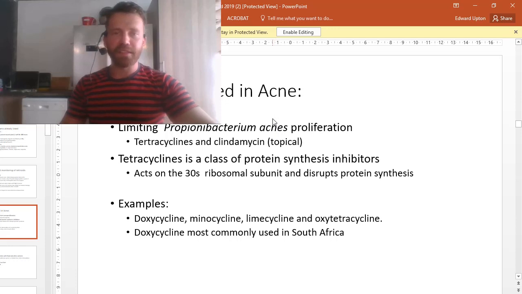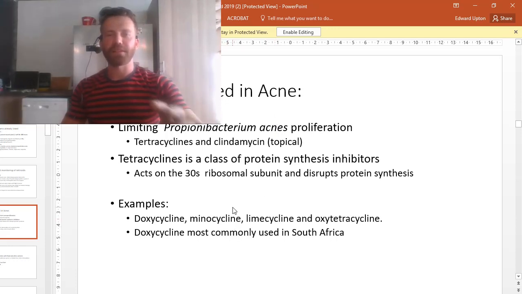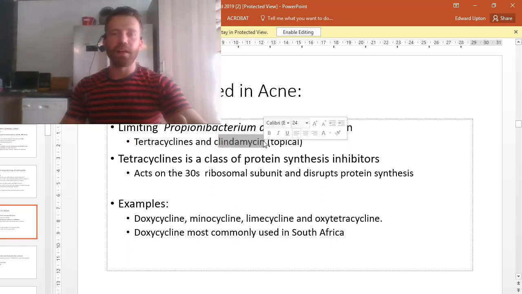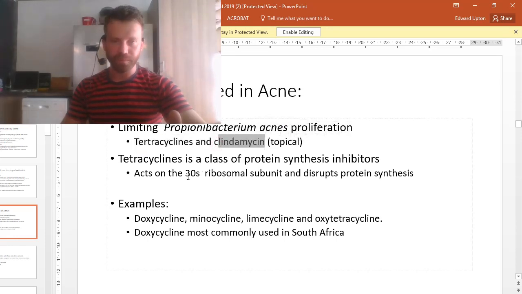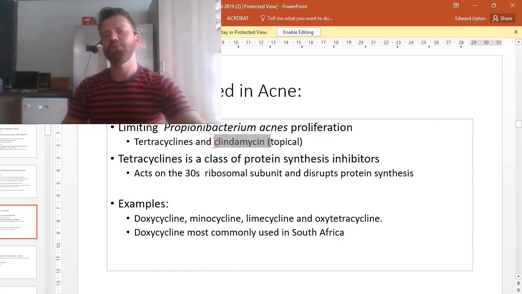Antibiotics used in acne. So remember, we want to limit the amount of Propionibacterium acnes that's proliferating. So we can do tetracyclines or clindamycin. Tetracyclines we can do systemic, and clindamycin we can do topical. And works on the 50S ribosomal subunit and disrupts protein synthesis. This is tetracyclines. Clindamycin itself works on the 50S subunit. That's a macrolide. But once again, PHC 313, not really now.